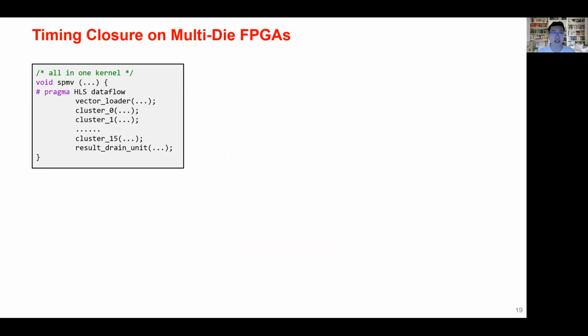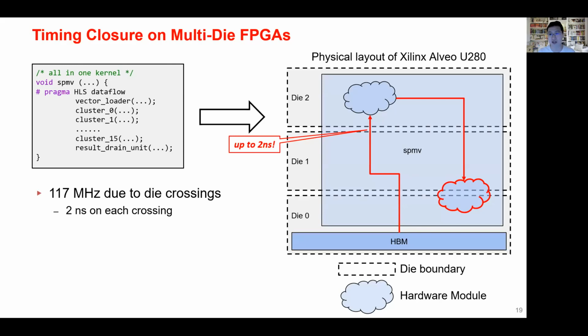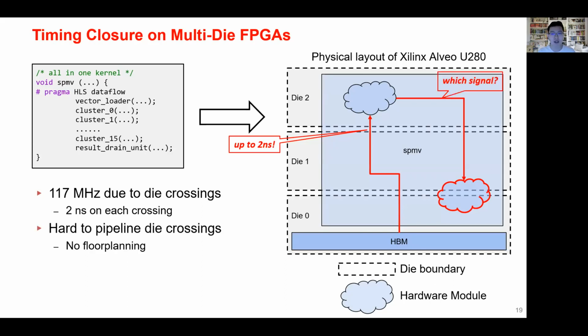When we implemented HiSparse on the multi-die FPGA, we came across another challenge. Let me show you with this example. If we simply wrap everything inside one kernel, the frequency is only 117 megahertz because of many die crossings that are not pipelined. Each combinational die crossing causes 2 nanoseconds of delay. That's the problem of timing closure. You may ask, why don't we pipeline these die crossings? It is hard or nearly impossible because we wrap everything inside one kernel, so there's no floor planning, and we cannot predict which signals will cross the die boundary. So we don't know which signals to pipeline.